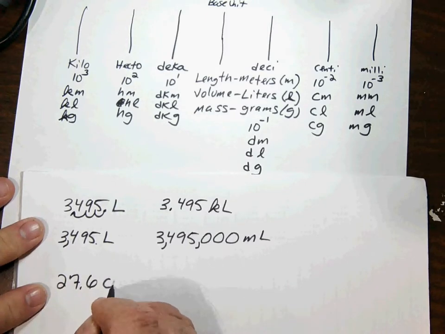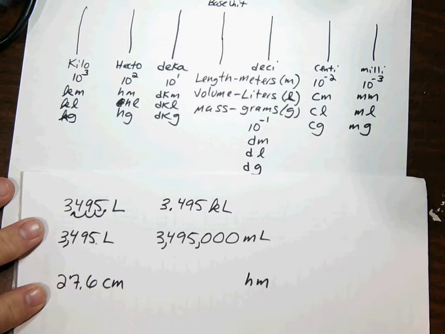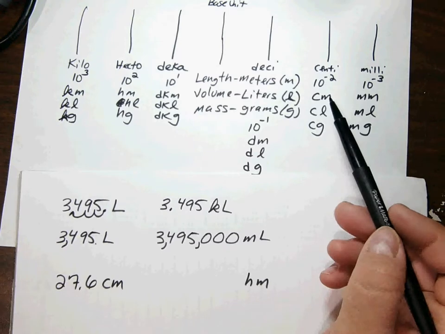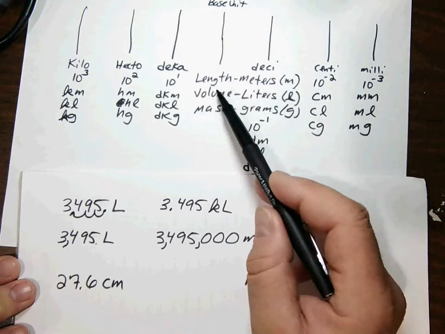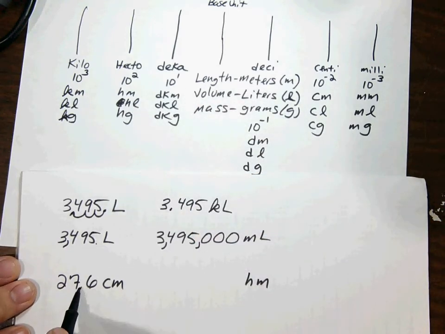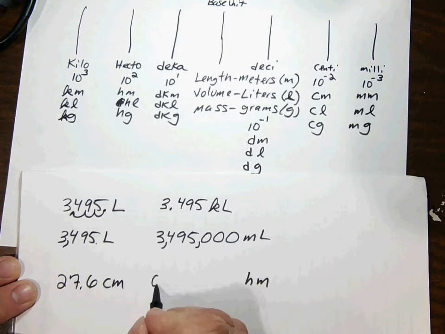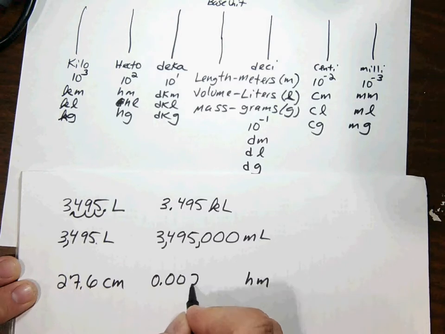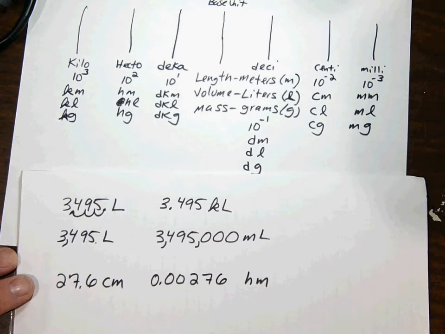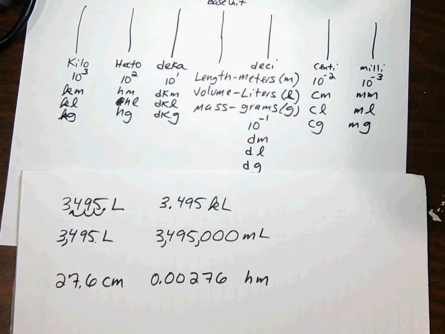Let's convert 27.6 centimeters. Let's convert that into hectometers. Why not? How many hectometers is that? Well, we find centi. We're going to go to hecto. 1, 2, 3, 4 places to the left. 1, 2 gets me there, so I have to have two leading zeros, 0.00276 hectometers.